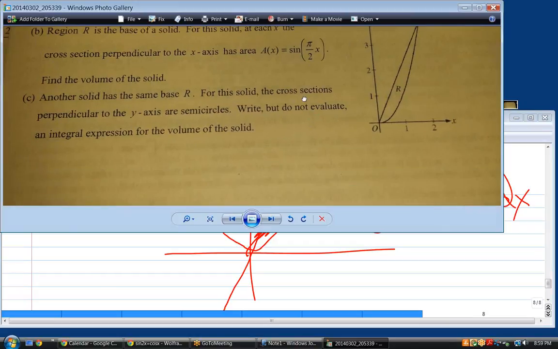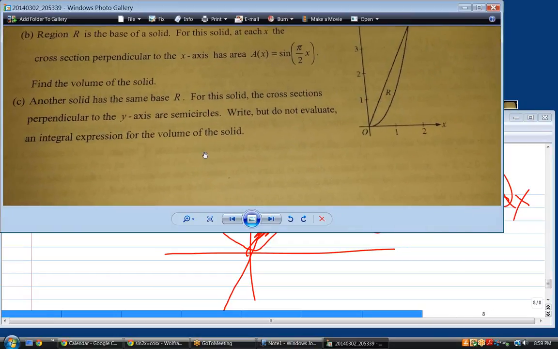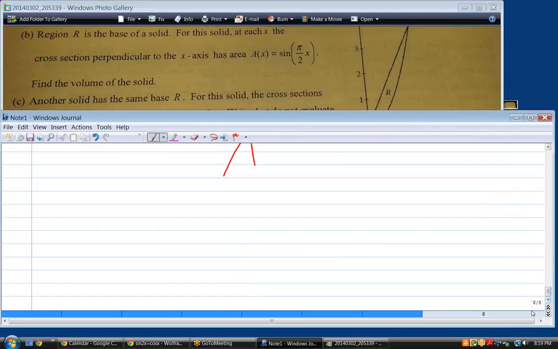Let's talk about C, since we're almost done. Another solid has the same base, only in this solid we're going to use cross sections perpendicular to the y-axis. And they're going to be semicircles. But do not evaluate an integral expression for the volume of the solid. So which axis are we going to integrate along? The y. Okay. So to integrate along the y-axis, we're going to need a function of y.